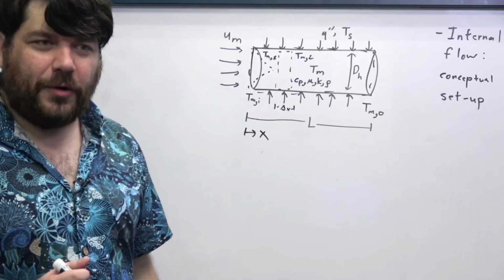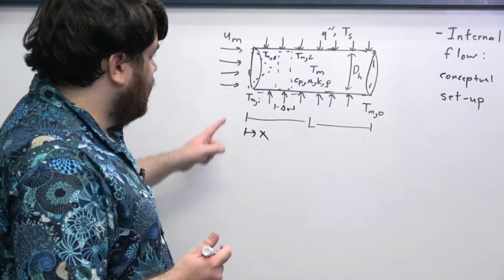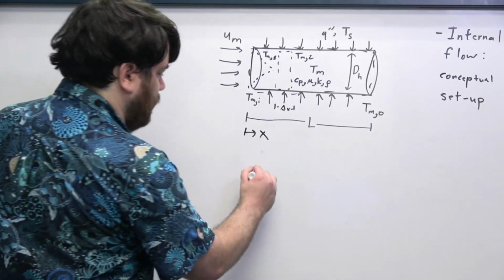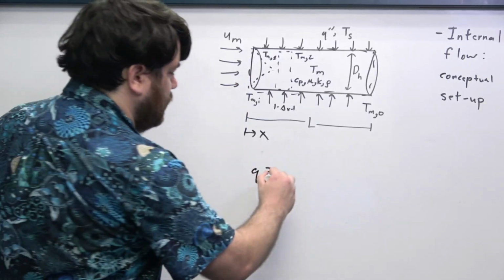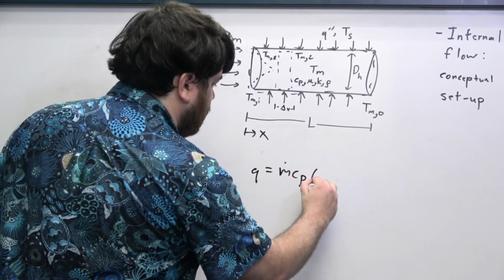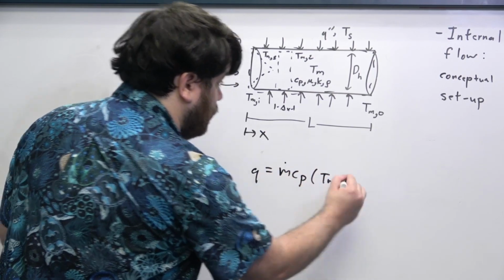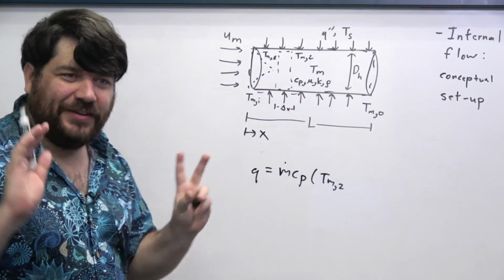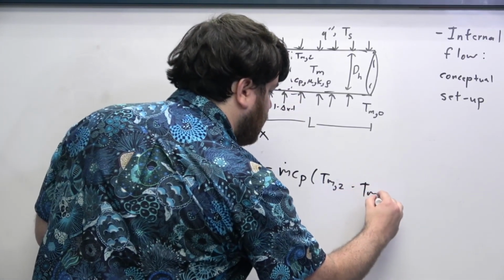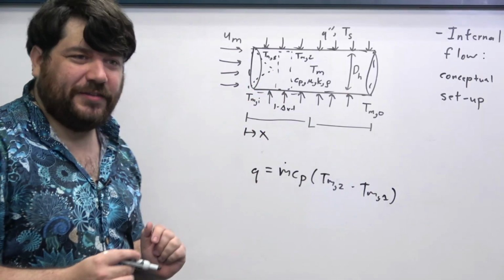So just like before, the whole idea is supposed to be that we have that Q is equal to m dot times Cp times Tm2, the temperature at the fake outlet, minus Tm1, the temperature at this fake inlet.